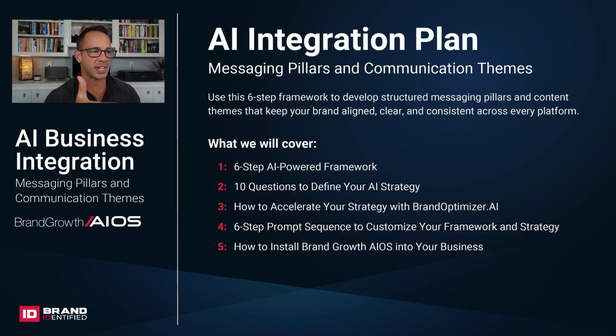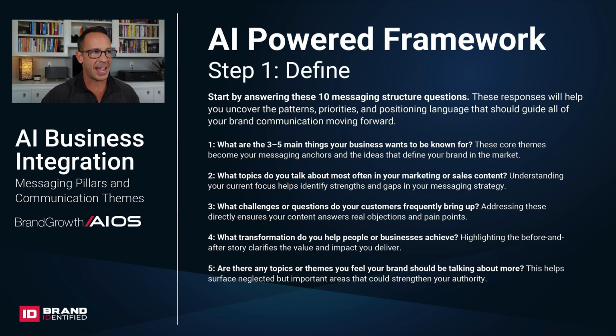We're going to go over that 6-step AI-powered framework. We are then going to answer the 10 questions that you must define to build out your AI strategy. Then I'm going to show you how to accelerate your strategy using the custom GPT BrandOptimizer.AI. Then I'm going to give you a 6-step AI prompt sequence to customize your framework and your strategy for your business, also using that custom GPT over at BrandOptimizer.AI. And then I'm finally going to show you how to install Brand Growth AIOS into your business. So let's jump in and get started.